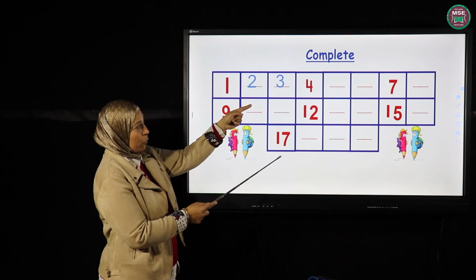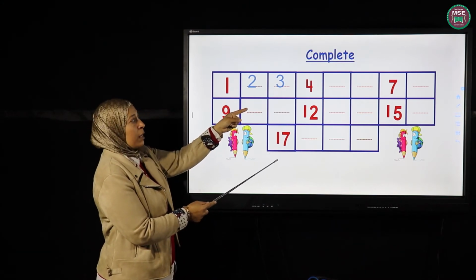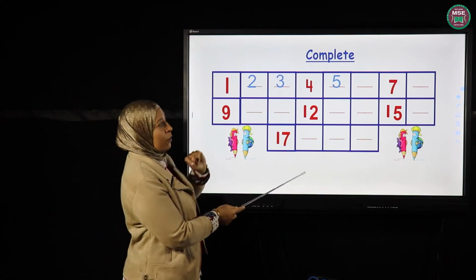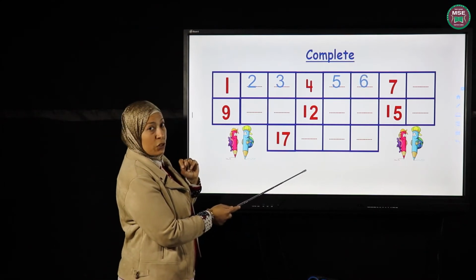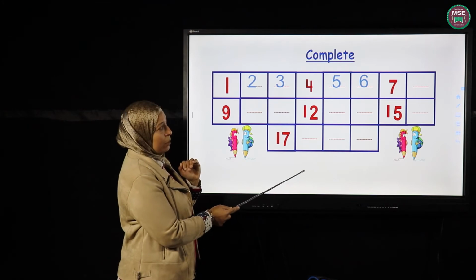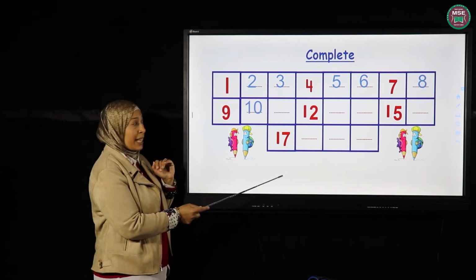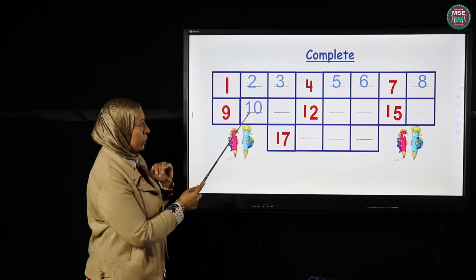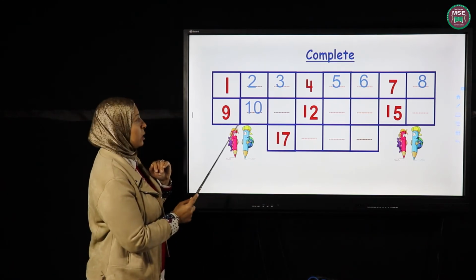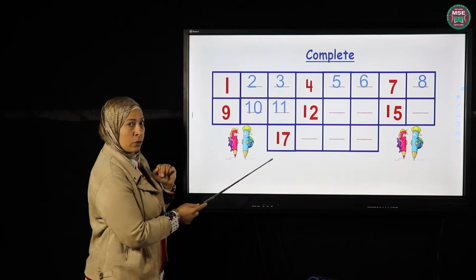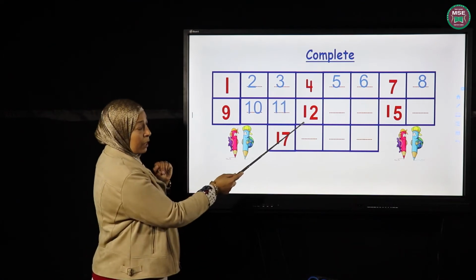1, 2, 3, 4. After 4, 5. We are counting forward again. After 5, 6. After 6, 7. After 7, 8, 9. Yes, excellent. 10. And starting from 10, we write 2 digits. What comes after 10? 11. How can I write 11? 1 and 1.